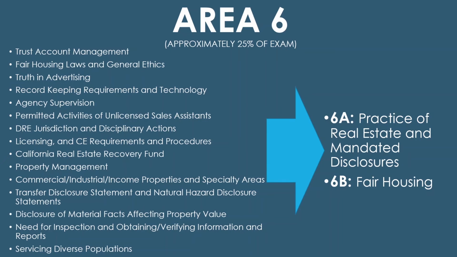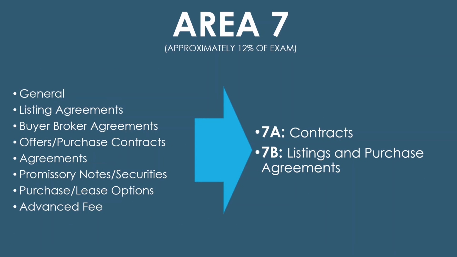And then area 7, the last one, this is contracts. So approximately 12% of the exam. So this is going to be talking about listing agreements, buyer-broker agreements, offers and purchase contracts, any type of agreement, promissory notes and securities, purchase lease options, advanced fees. So we take all of this and put it into 2 sub areas of contracts and then listings and purchase agreements. So we talk about everything you need to know about it, but in a very focused, concentrated manner.